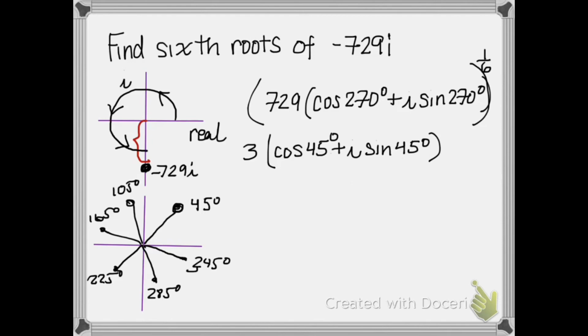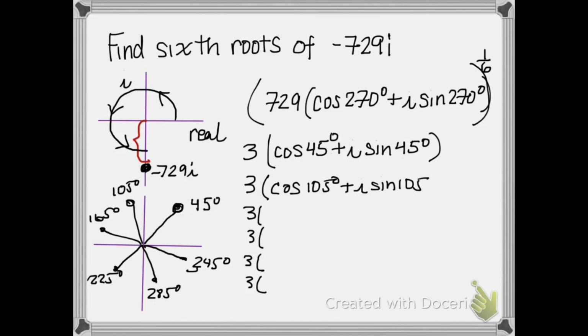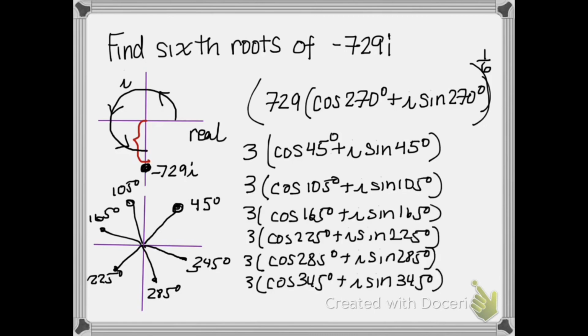And then I'll just convert all those into the trigonometric form, right? There's 1, 2, 3, 4, 5, 6, and each of them just gets one of these angles that I wrote here. Cosine 105 degrees plus i sine 105 degrees, and so on. All right, so there are the 6 roots.